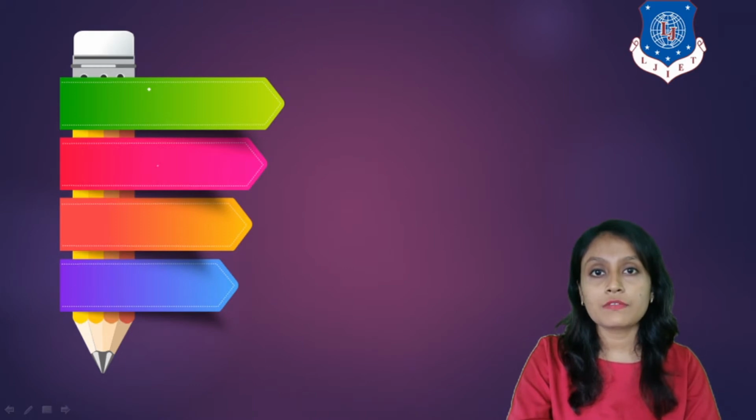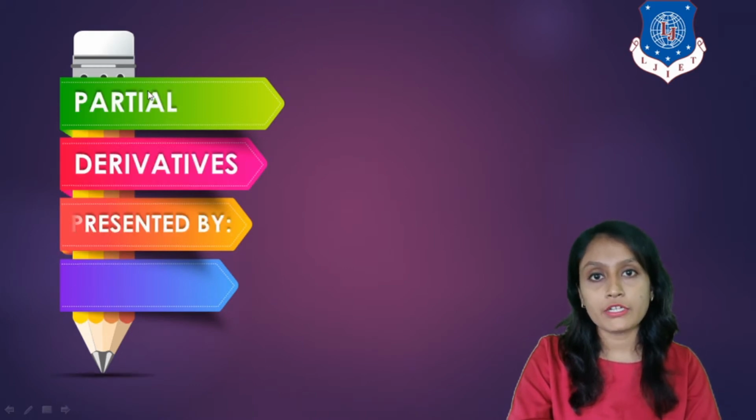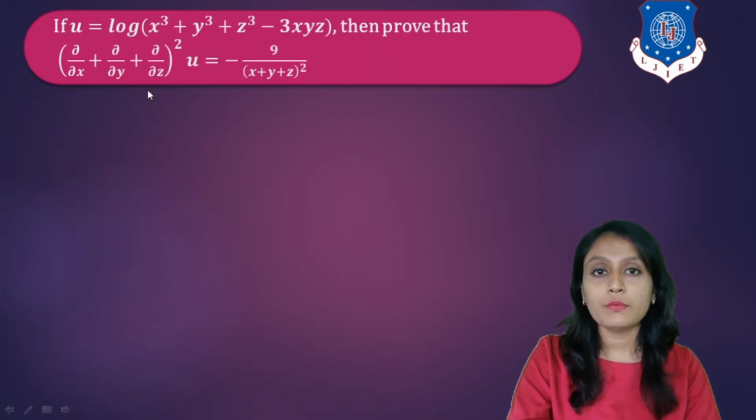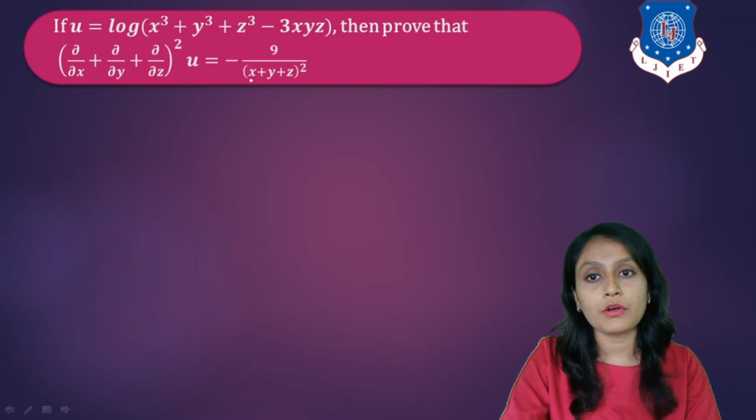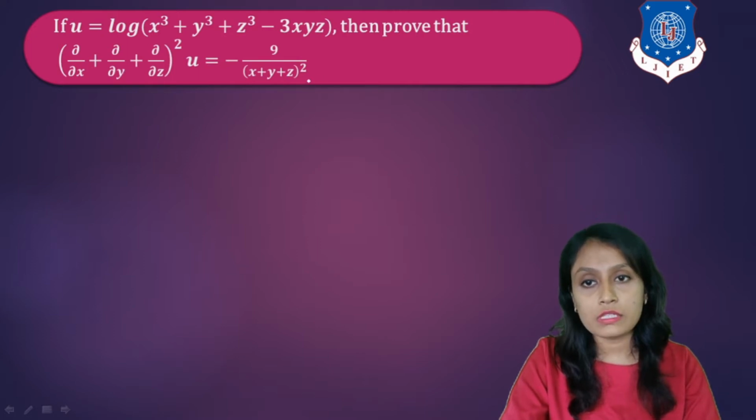Today we will discuss a few examples of partial derivatives. So let's begin with the first example. If u is equal to log(x³ + y³ + z³ − 3xyz), then prove that (∂/∂x + ∂/∂y + ∂/∂z)² u is equal to −9/(x + y + z)².